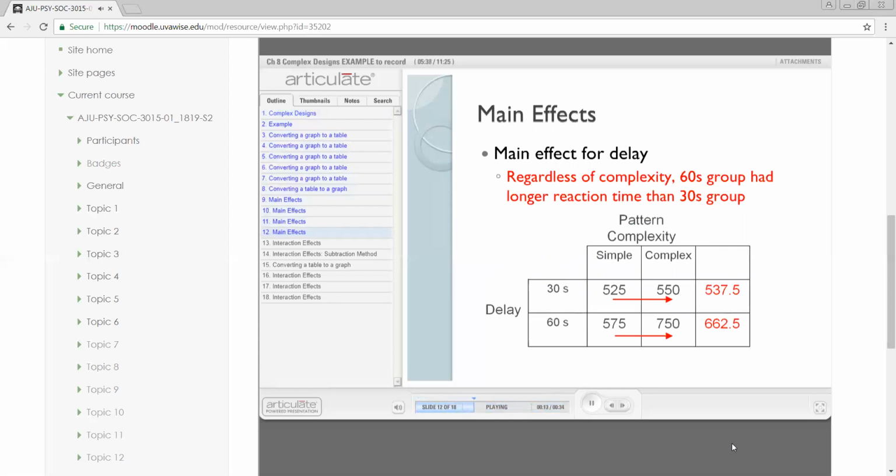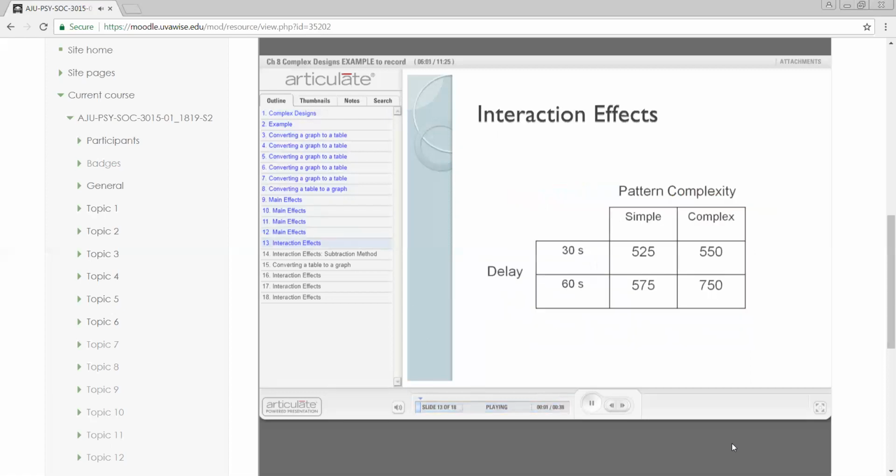Again, it looks like we might have another main effect here, with the 60-second delay group having a slower reaction time, meaning a longer amount of time compared to the 30-second group. And again, I've got to go back to my dependent variable. So I can say regardless of complexity, the 60-second group had longer reaction times than the 30-second group. Okay, so I've tested my main effects. I know that there are two main effects.